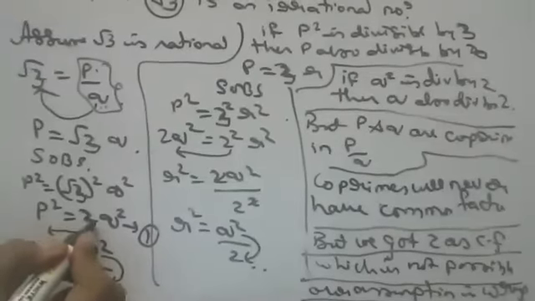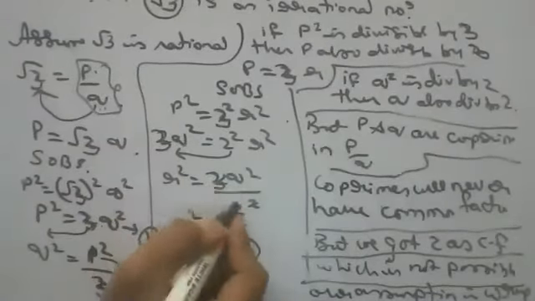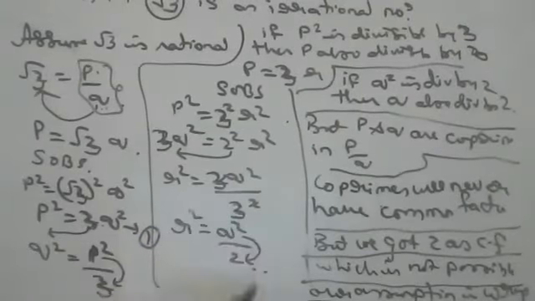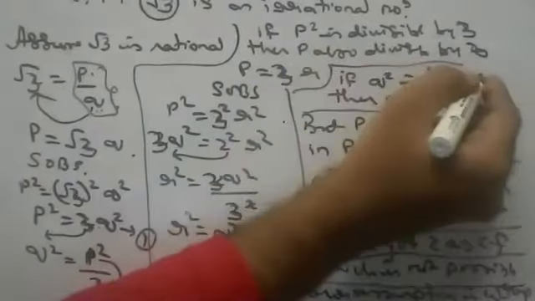Squaring on both sides, here what we got, children? This is 3q square. So what happens here? 3q square by 3. Everything is gone. So what you got, children? q square by 3. If q square is divisible by 3, then q is also divisible by 3.